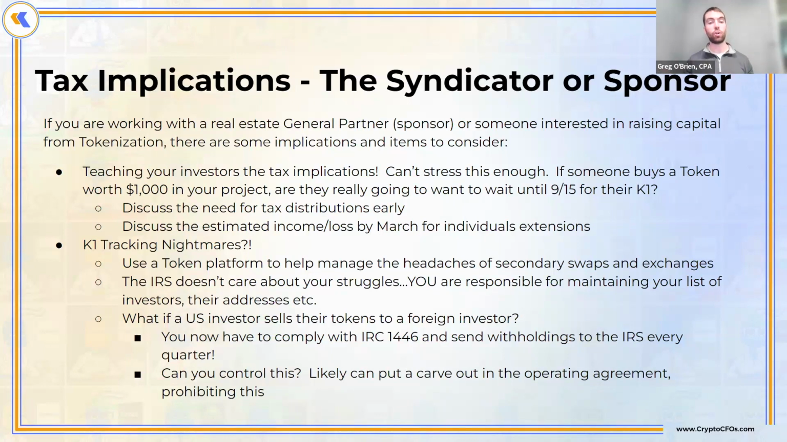So every single quarter, you've got to send these forms in. I think it's 8813. You've got to send these forms in every single quarter to the IRS and withhold, even if you're going to have a loss for the year, withhold at the maximum rate every quarter. So can you control this? Maybe you can put carve outs in the operating agreement to prohibit this type of stuff.